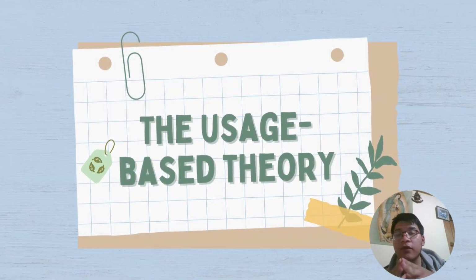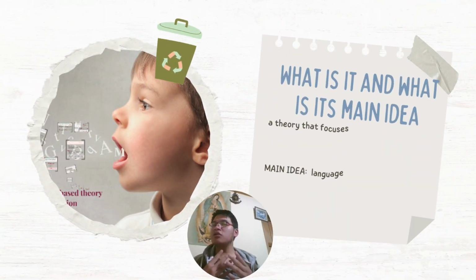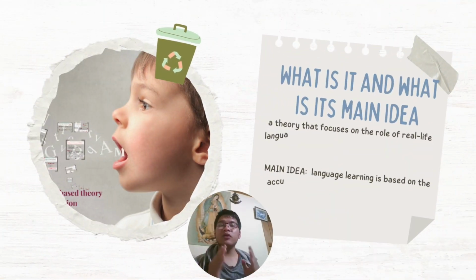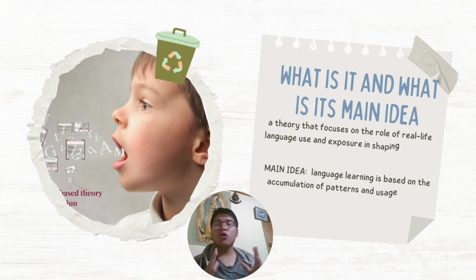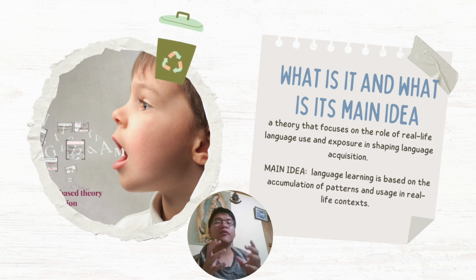And finally, for the last theory that we have for this quick summary is the usage-based theory. So let's see what we have. So what is this theory? This is another influential perspective for psycholinguistics that focuses more on the use of the language in a real-life context and exposure we have to real language.